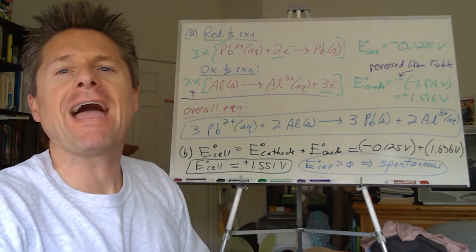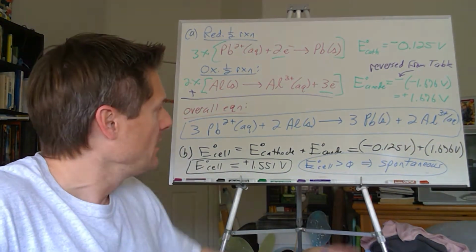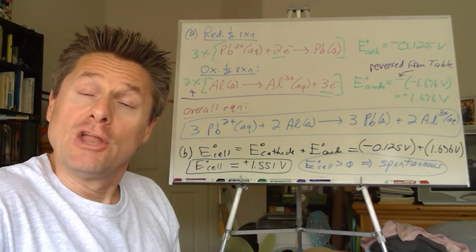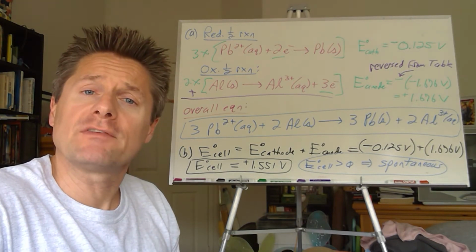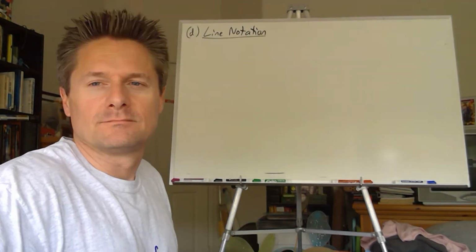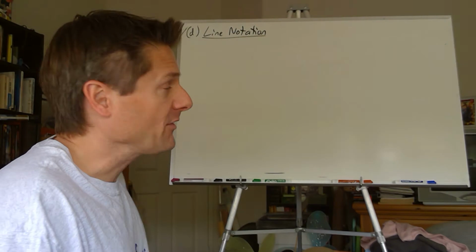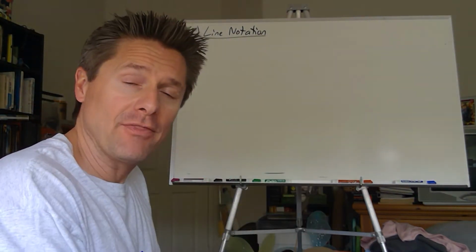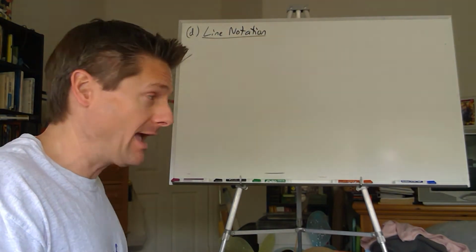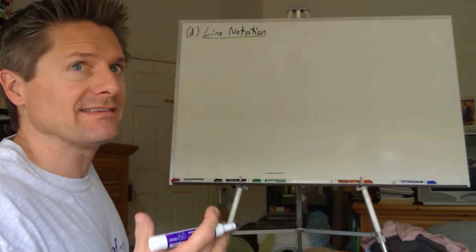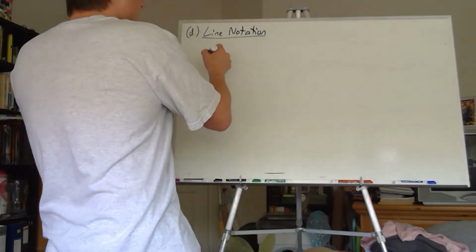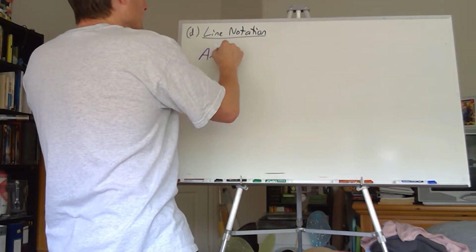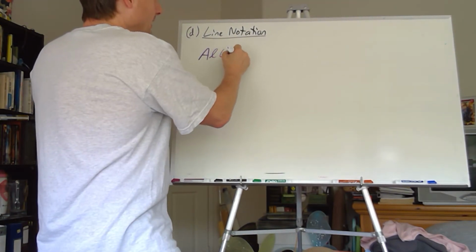Okay, I'm going to go a lot faster on the second example we're going to do. All right, that's spontaneous as written. So do the cell line notation for me and draw the cell diagram. Have at it. All right, let's walk through the cell line notation. You ready? Anodes on the left, cathodes on the right. Correct? So the anode was the oxidation. That was the aluminum, right? So we've got aluminum solid. That's going to be our electrode.